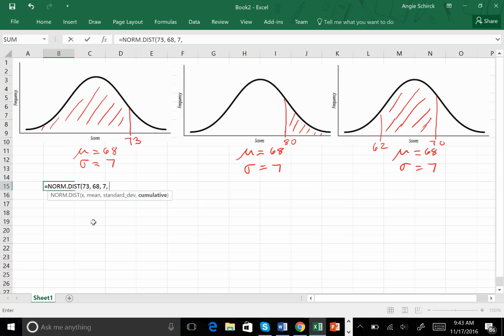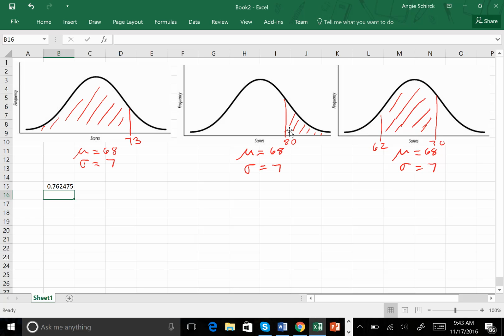And for this cumulative, that means do you want just the probability at 73 or do you want everything up to 73? So we always want to find the entire area, so we will say true to that, and in order to say true to that, we type a 1 and it comes up as true. Close our parenthesis and hit enter. So now we have the area to the left of this value 73.